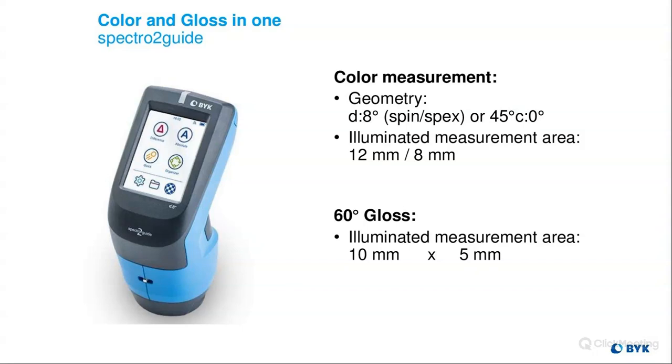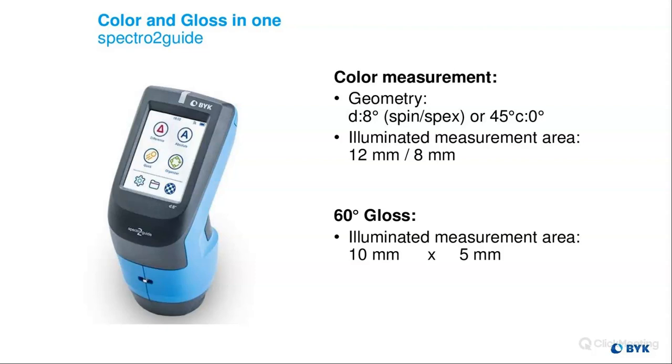For the color measurement, the illuminated measurement area is 12 millimeters with an 8 millimeter measurement area with that sample port. And it also measures 60-degree gloss in a sample area of 10 millimeters and a measurement area of 5 millimeters. Now with this instrument, it's highly repeatable. So it's repeatable with a delta of 0.01.